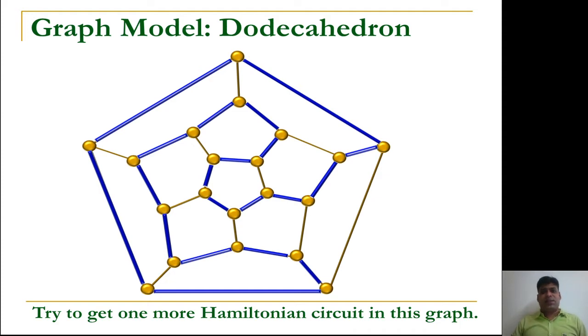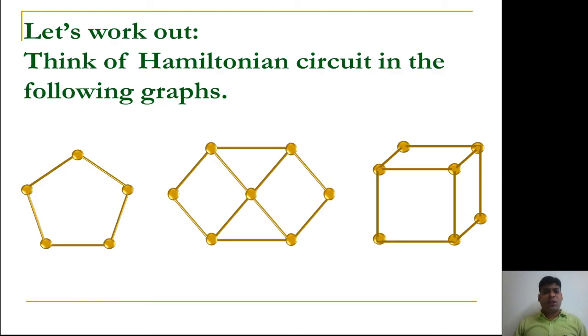Let us go further. These are a few examples where we are going to look at Hamiltonian circuits. The first example looks like a pentagon. It is a circuit, a cycle with 5 vertices. In this circuit or cycle, we must start with any point, traverse through the edges, and come back to the same point again. So this graph itself represents a Hamiltonian circuit. This graph itself is a Hamiltonian circuit.